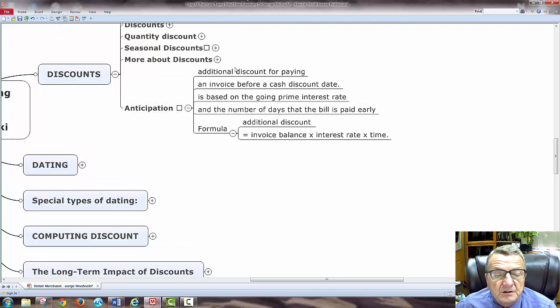Okay, now anticipation. Additional discount for paying an invoice before a cash discounted date is based on ongoing prime interest rate and the number of days that the bill is paid early. Formula. Additional discounts. Okay, invoice balance. So what I'm doing, I turn it in earlier, anticipating they'll give me a discount because they're saving money to get in that.